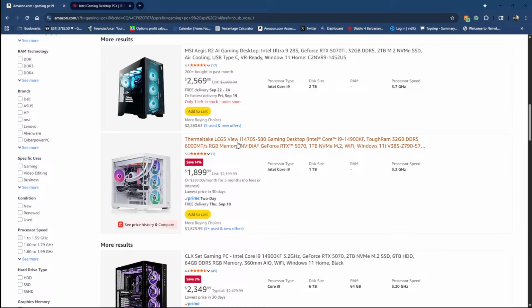This is actually a really good deal. Thermaltake, water cooled, i9, good video card, 32 gigs of memory. So I'll drop the link for this just in case.